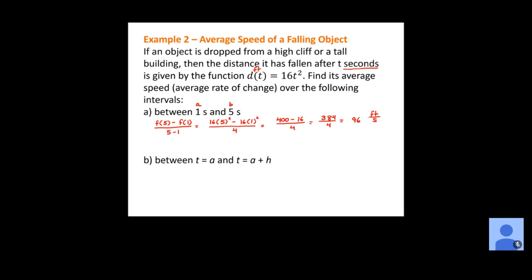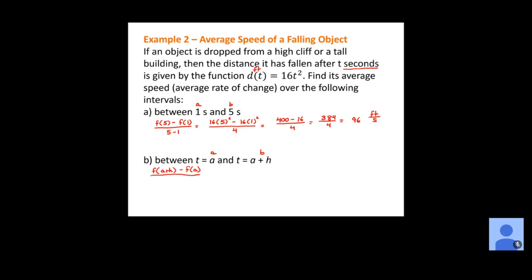Okay, so the net change here, right? We need to think about our A and B values. So what's our A value going to be for this one? Good. And then the B value then has to be the A plus H. So when I start then, if I'm using that net change in the numerator, we're going to have F of A plus H minus F of A.